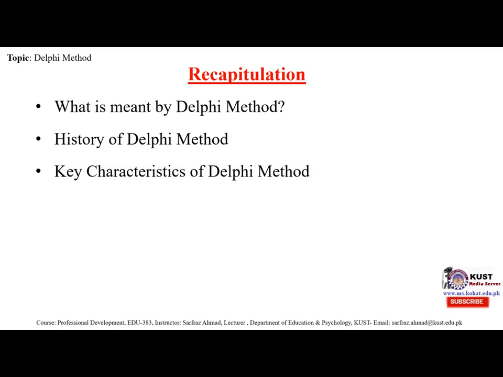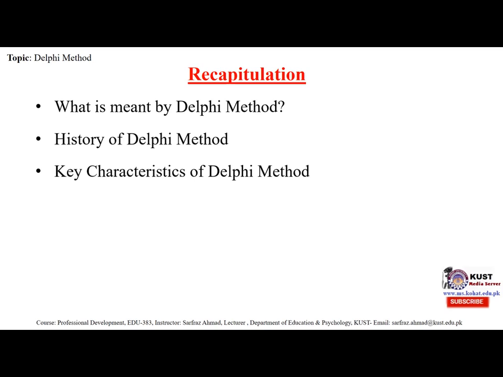Then there are some key characteristics that we have discussed, that is, how do we conduct the Delphi study. Remember that there are some steps that we can take while conducting this Delphi method. Step 1 is to choose a facilitator; this is the first step. The second step is to identify your experts, that is, who your experts are.